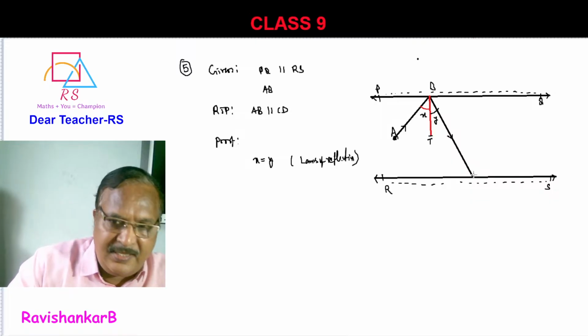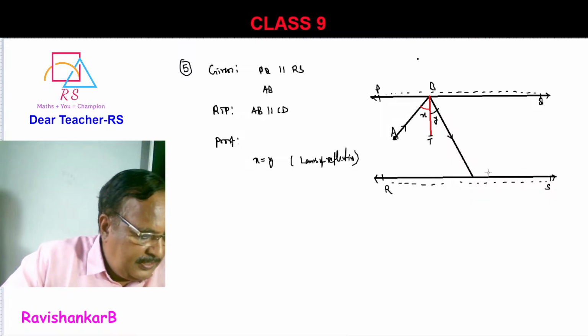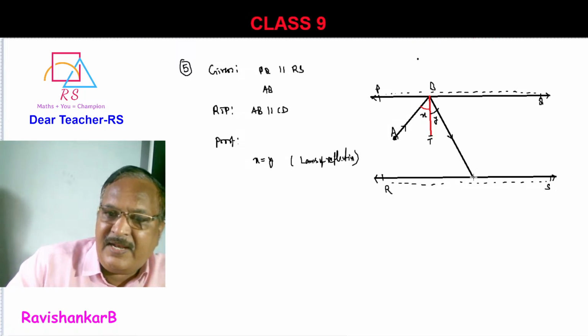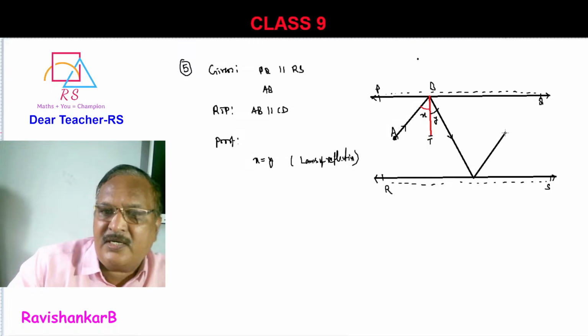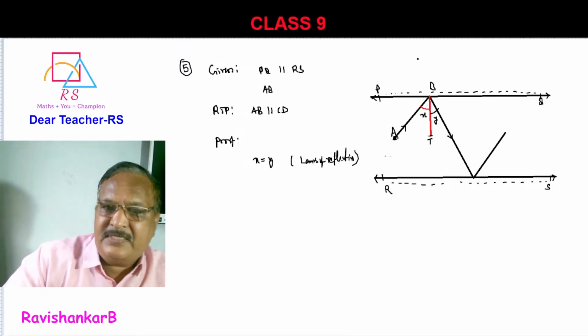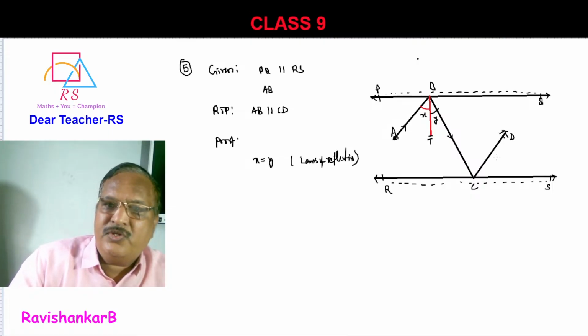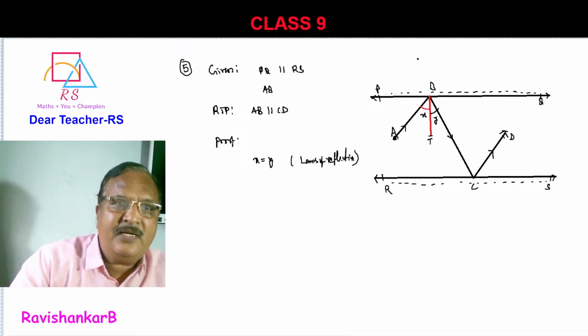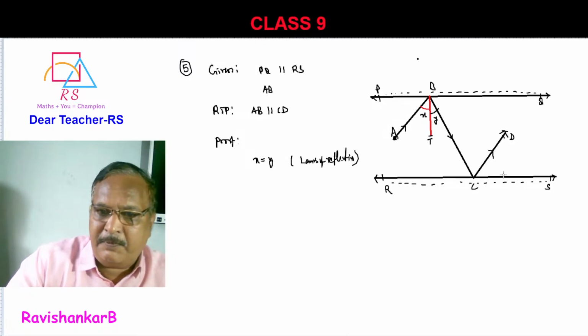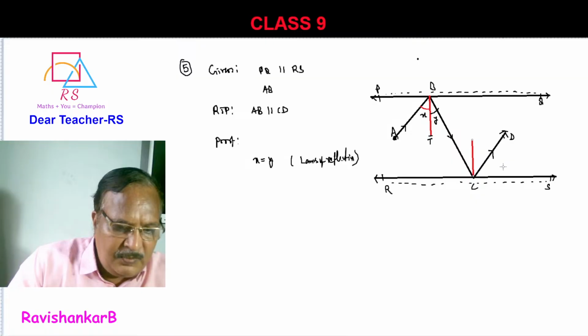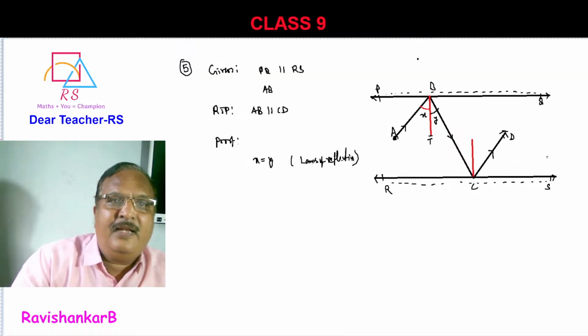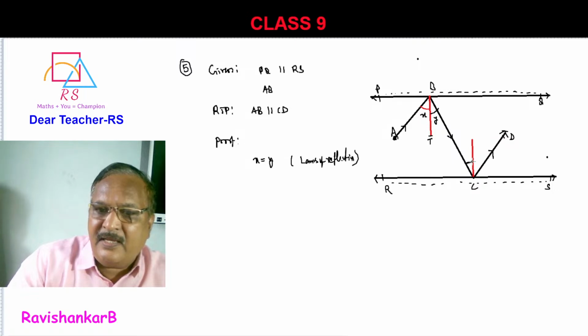Now let me go to the other mirror. From this mirror, the ray again reflects back. This is C and this is D. Now it is moving like this. Here also you have to draw a perpendicular normal. And here also let us say this is small a, and here small b.